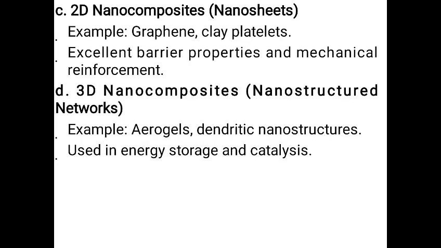And in the case of two-dimensional nanocomposites, example is nanosheets. We have graphene and clay platelets, and it has excellent barrier properties and mechanical reinforcement. Three-dimensional nanocomposites, these are nanostructured networks. Example, aerogels, dendritic nanostructures, and they are used in energy storage and also act as catalysts.